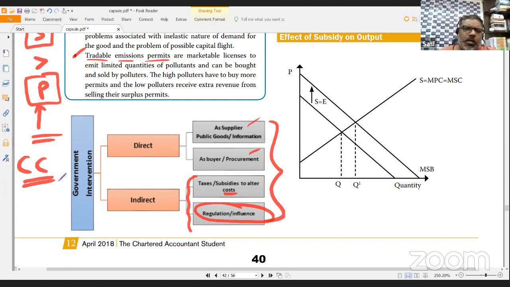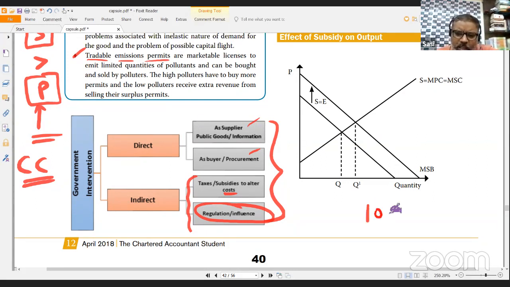So what happens here is the government gives permits to pollute only to some extent. If somebody has polluted more than that, he needs to buy more permits. If somebody has polluted less than the limit prescribed, then he can sell the permits that he has. Just without an example, it is not really something that we can measure.